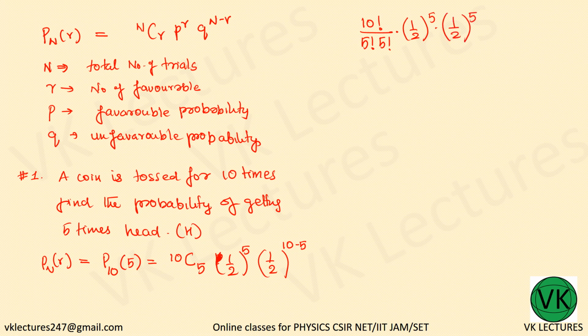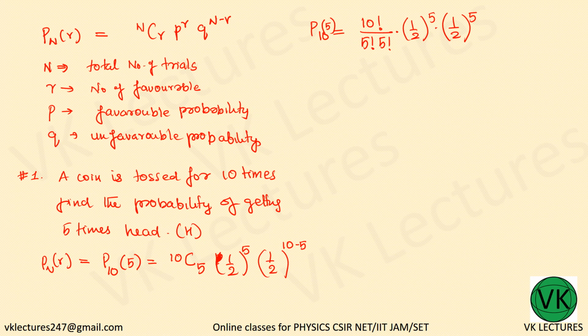So this is the probability of getting r times in favor of n trials. So that is P n is 10 of 5.